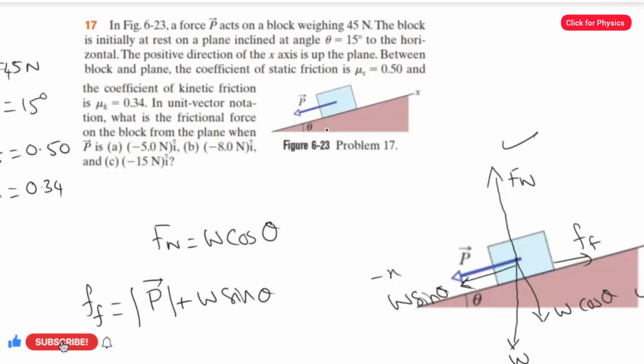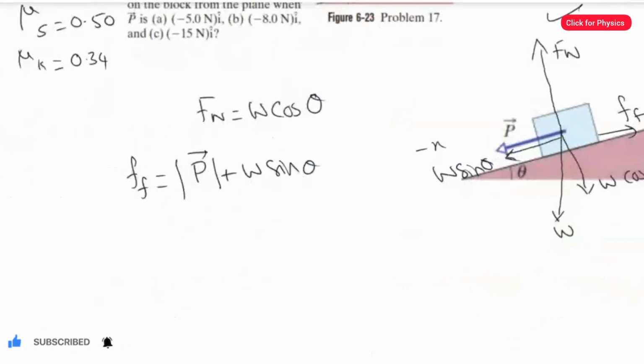Now first of all, I'm going to find the normal force, and then I'm going to find the maximum static friction value. Clear? Okay, so let's find. I can just give the equation number. This is our equation number 1.